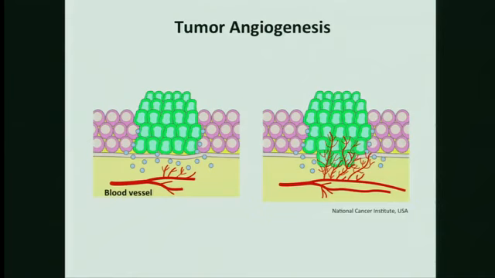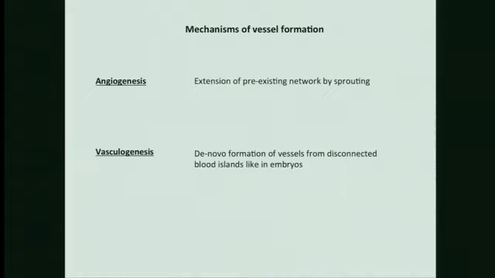What has been known for decades is that if there's a tumor somewhere and there's a nearby blood vessel, there are growth factors, and then the blood supply connects to the tumor in a process called angiogenesis. But that's just one mechanism of vessel formation. Angiogenesis is the extension of pre-existing networks by sprouting, as I just showed you.